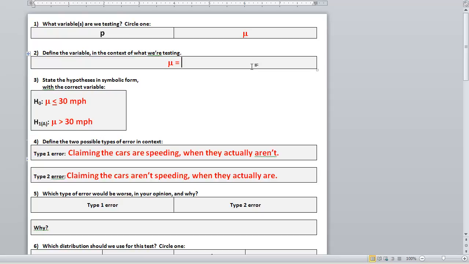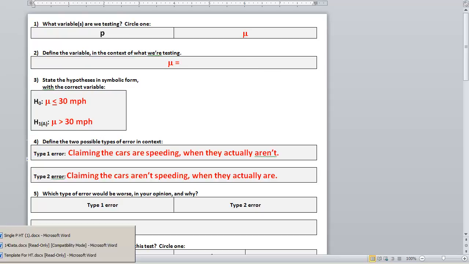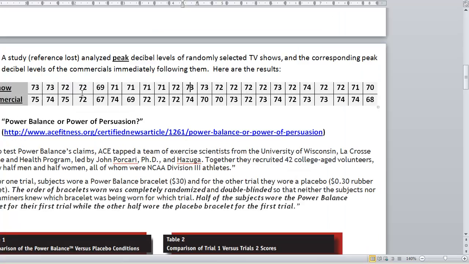We're not viewing the show and the commercial in isolation. What got our attention was that we're watching the show, the commercial comes on, and we're jolted. It's not that the commercial itself was loud, it's that the commercial was very different from the show itself, if there is such a difference. So let's look back at the data again. We actually don't want to test 73 and 75, I don't think. I think we want to test this as a difference of 2. And we don't want to test this as 73, 74. I think we want to test that as a difference of 1.